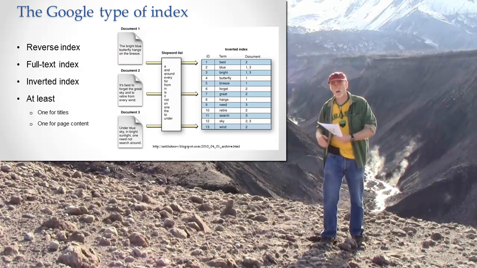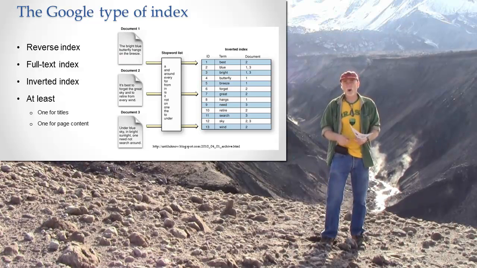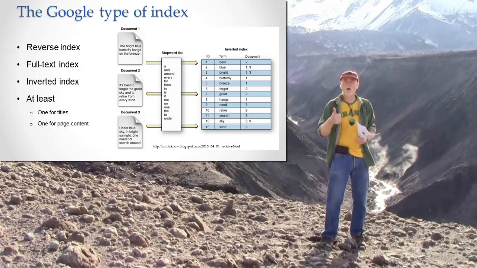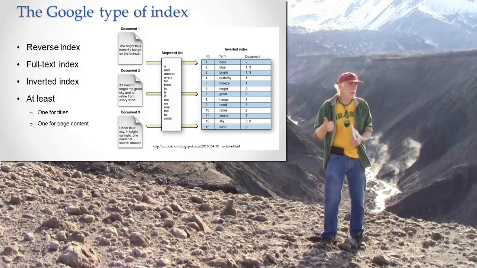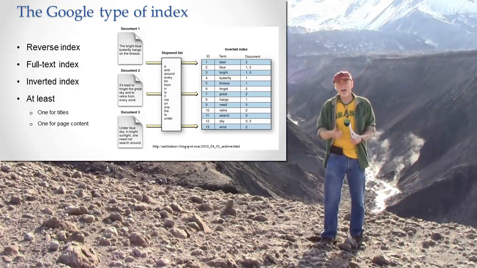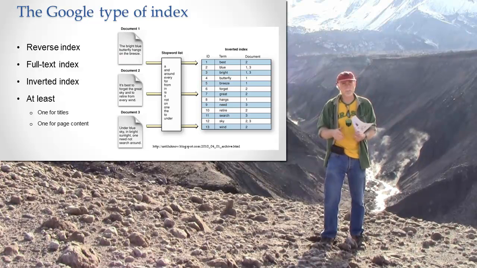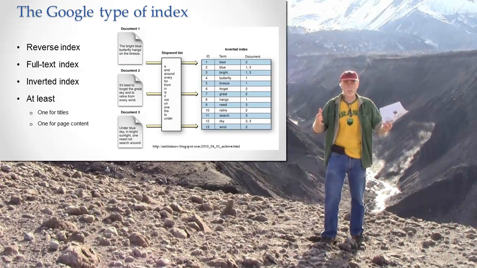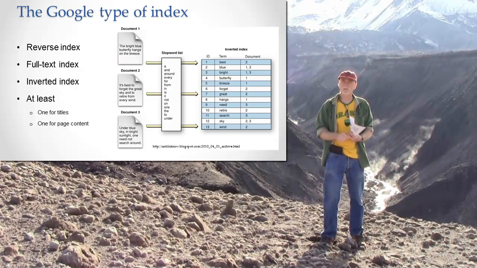And as I said, it doesn't look at all of them. So there's at least, and there's probably many more, at least one index for all the titles of the pages. Now, you may or may not know this, but every page on the web has a title. Well, every page on the web is supposed to have a title. The title describes what's on the page, just like the title of a book describes what's in a book.